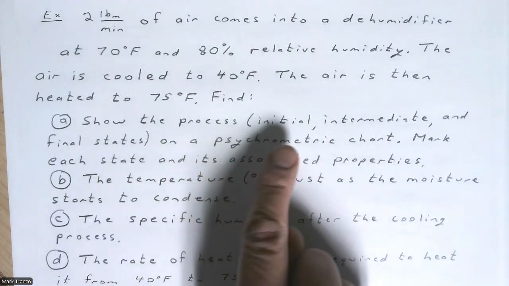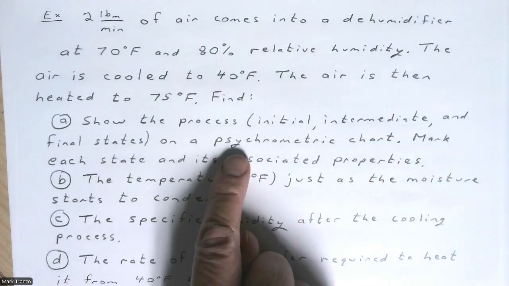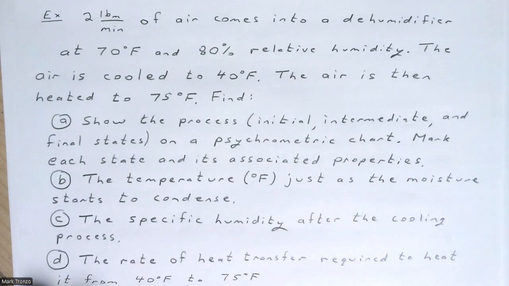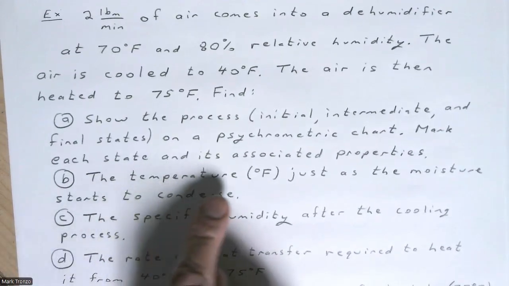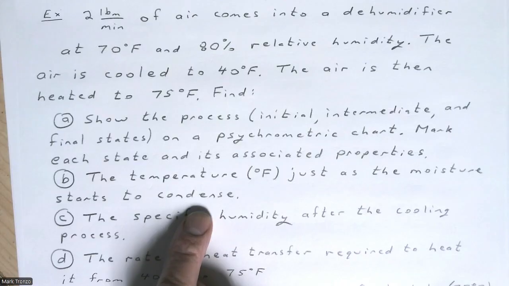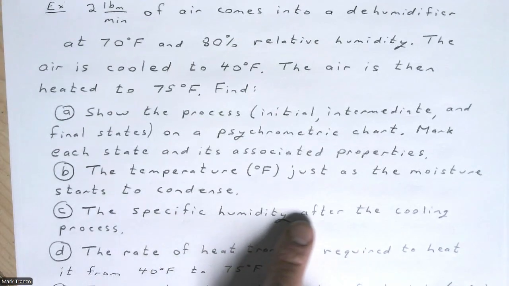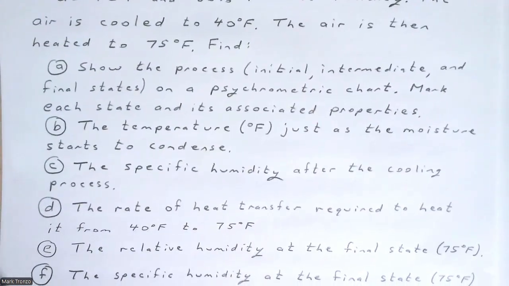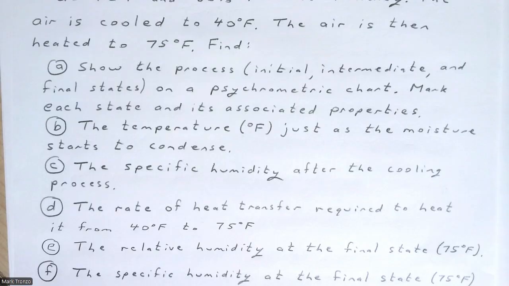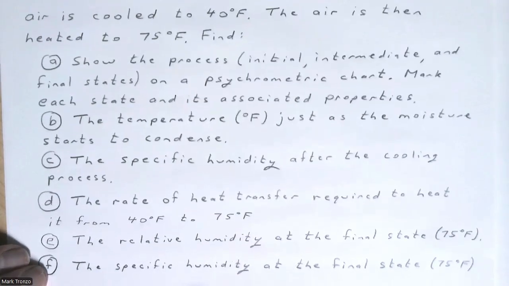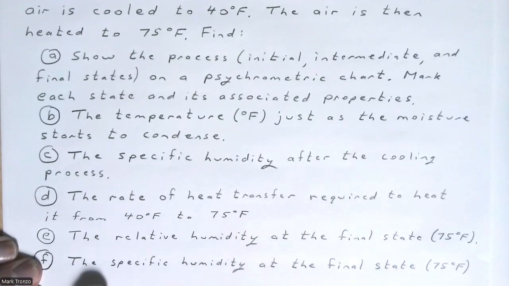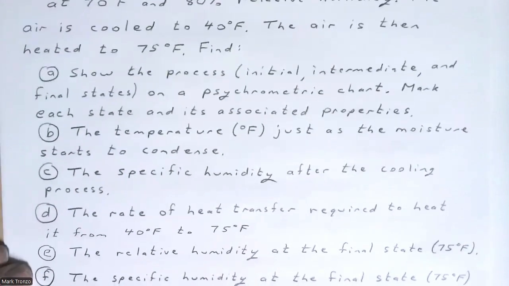Show the process, the initial, intermediate, and final states on a psychrometric chart, and mark each state and its associated properties. Find the temperature just as the moisture starts to condense. Find the specific humidity after the cooling process. Find the rate of heat transfer required to heat it from 40 degrees to 75 degrees. Find the relative humidity at the final state, which is 75 degrees, and find the specific humidity also at the final state, 75 degrees.